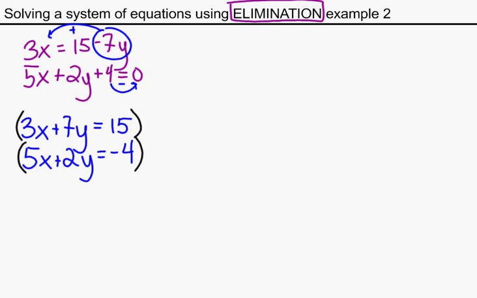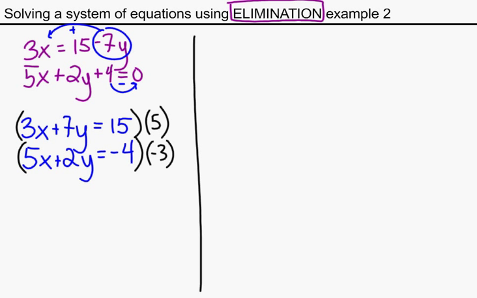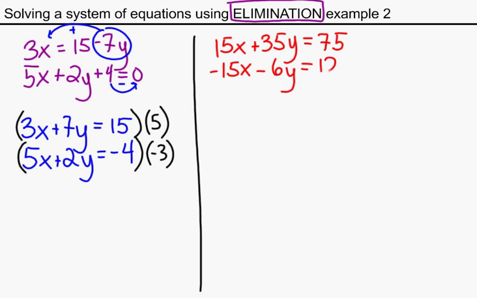So I want a positive 15 on the top, so I multiply it by 5, and a negative 15 on the bottom, so I multiply the whole bottom equation by negative 3. I could multiply by negative 5 on the top and positive 3 on the bottom. It doesn't really matter in this case. What does matter is that when I distribute those different pieces, it goes to every single one of my coefficients and my constants. So the top equation becomes 15x plus 35y equals 75. The bottom equation becomes negative 15x minus 6y equals positive 12.